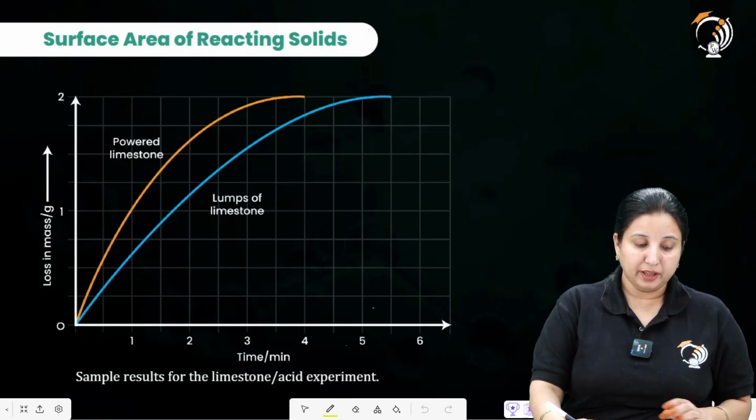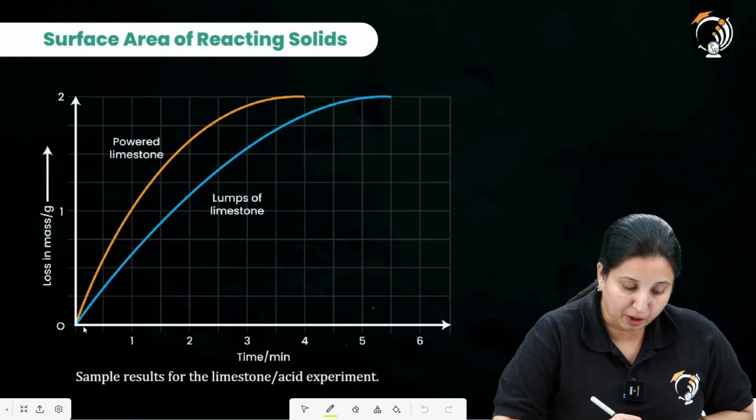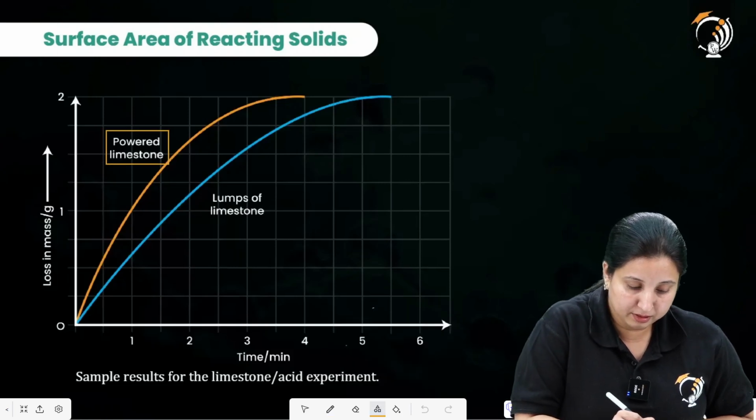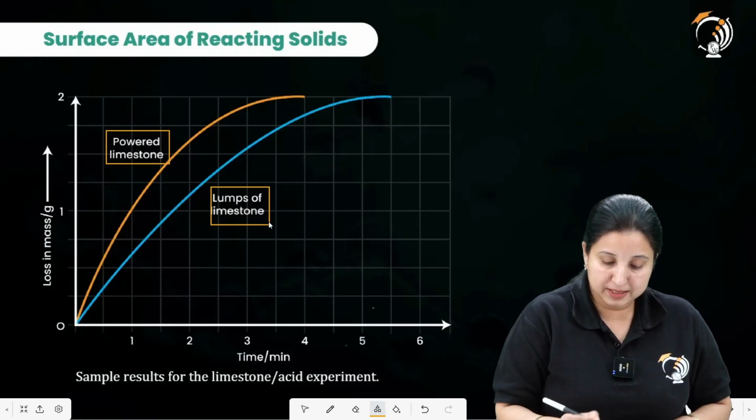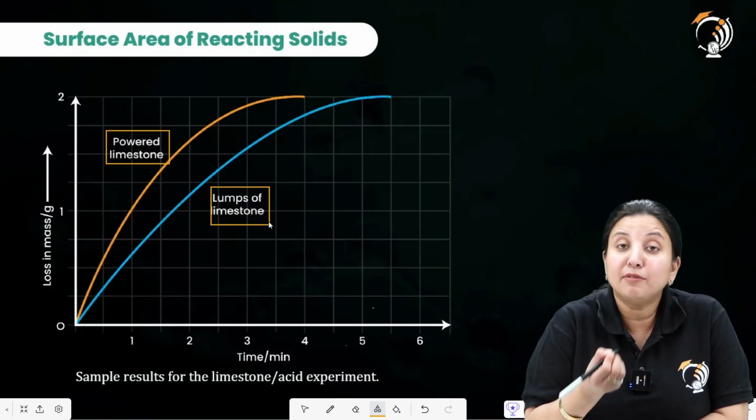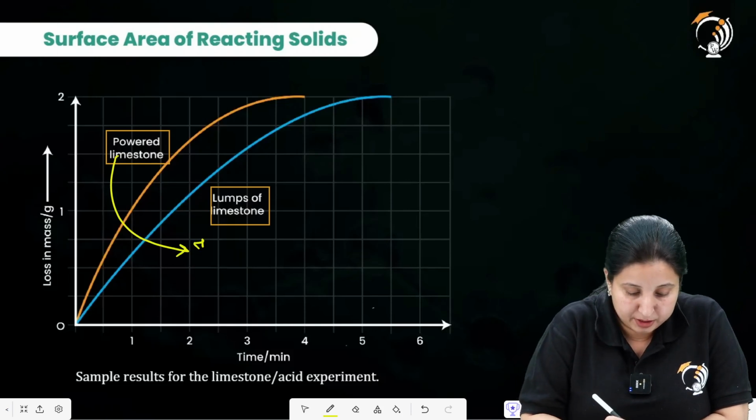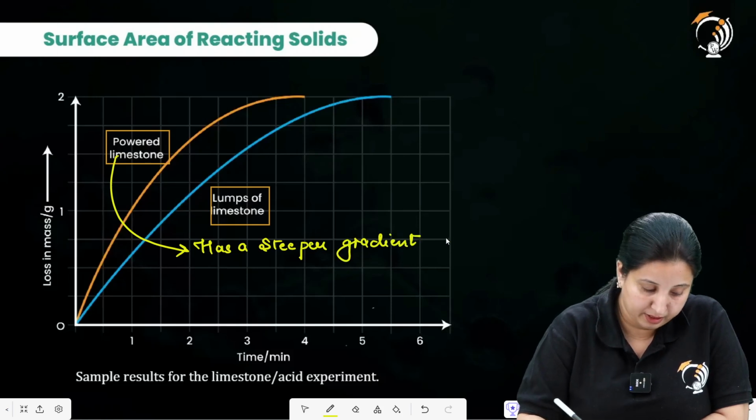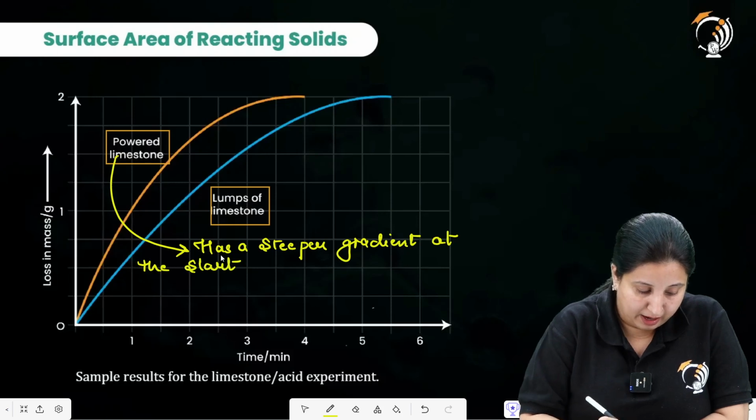So over here you can look at what we got when we plotted a graph between the loss in mass and the time. For the powdered limestone, the graph curve is what it is here, and for the lumps of limestone the graph curve shows a lesser rate of reaction. So basically what happens in this particular case, if you have a powdered reactant, it is going to have a steeper gradient at the start.